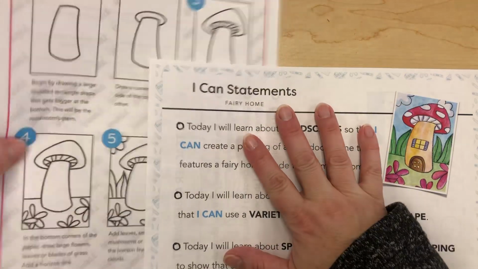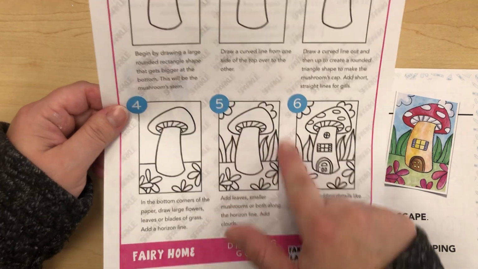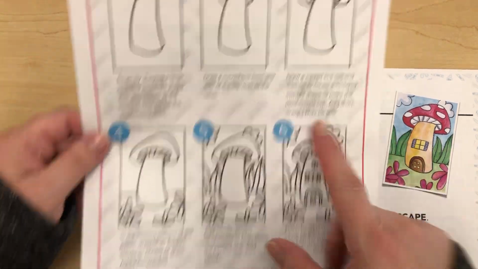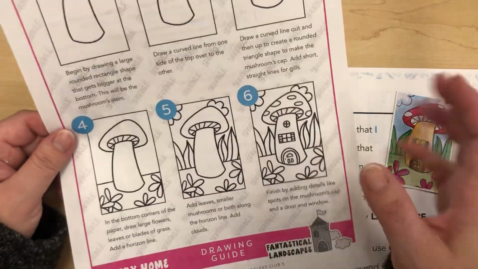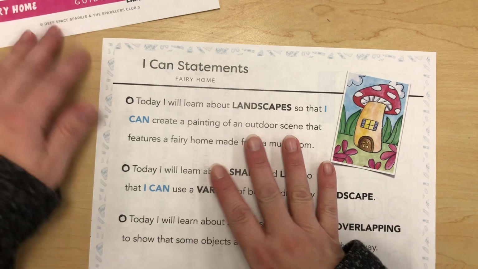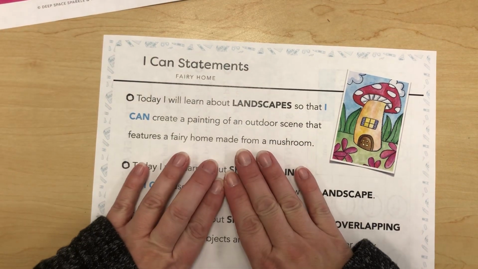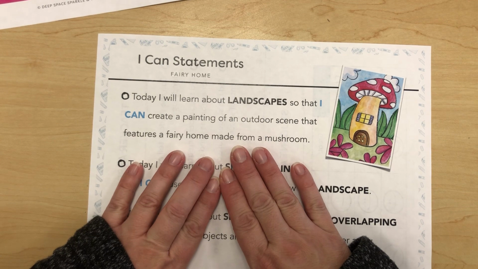So we will be following along with this sheet, but basically the background areas here, you don't have to do. As long as we do 1 through 3 together and the start of 4, the rest is up to you to make your own choices, okay? So today we are going to learn about landscapes so that I can create a painting of an outdoor scene that features a fairy home made from a mushroom.